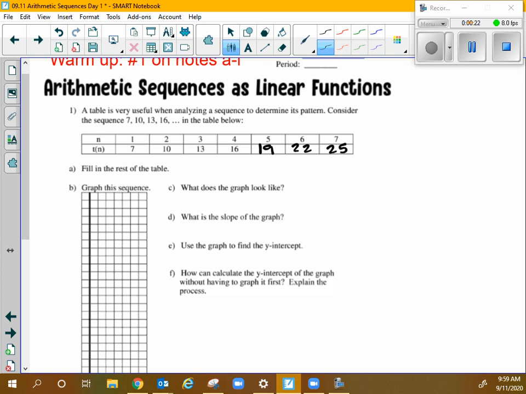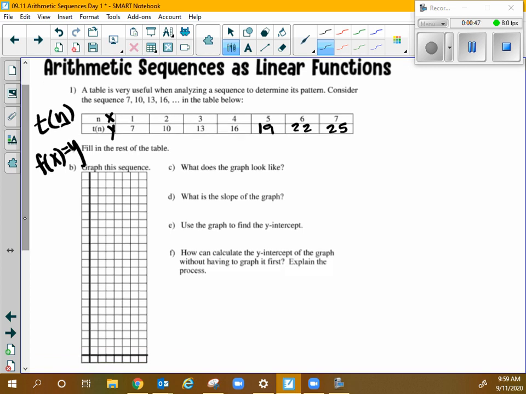So then, when you graph it, remember if I have t of n, that would be the same thing as if I said f of x, which is the same as y. So this was your y, and that would make the n the x, right? The input and your output. So your first point was 1 to 7.